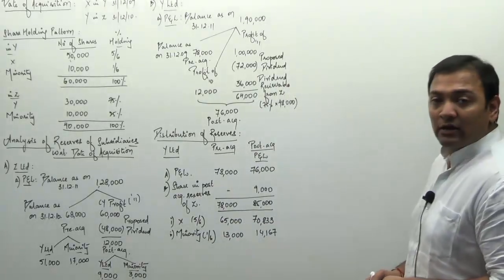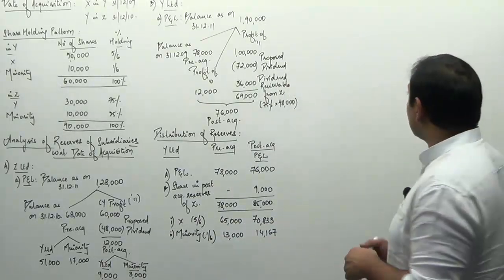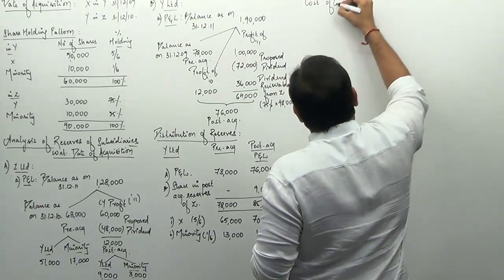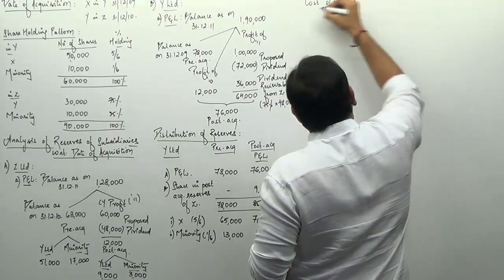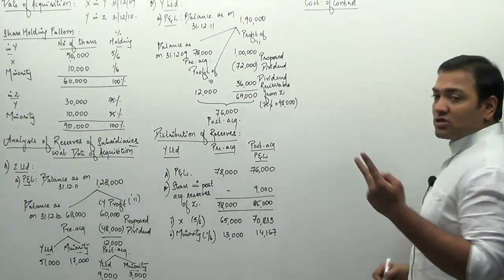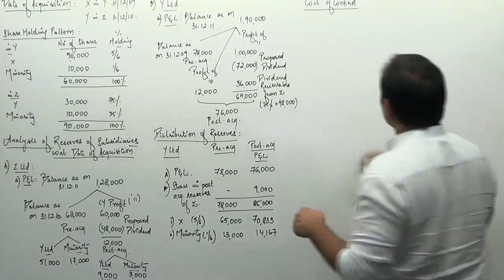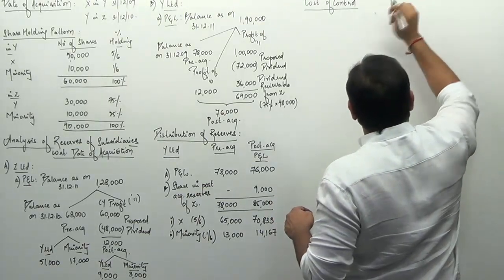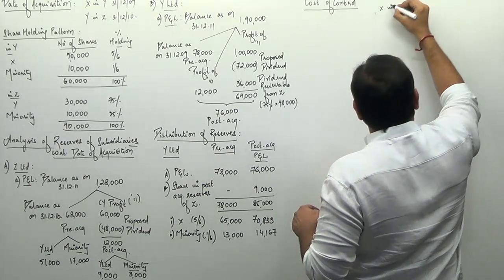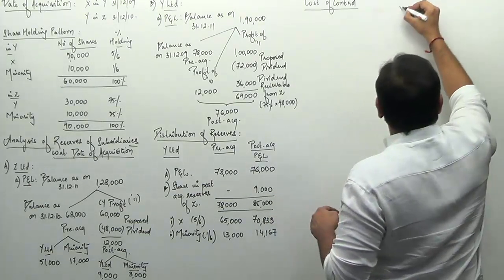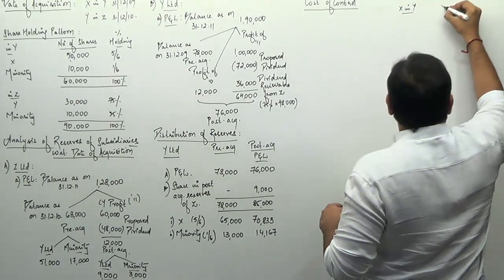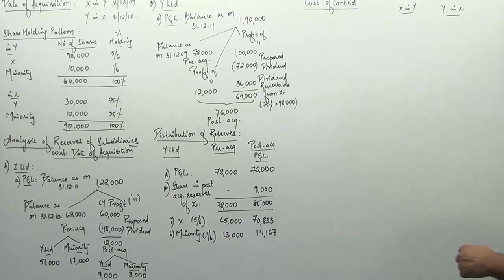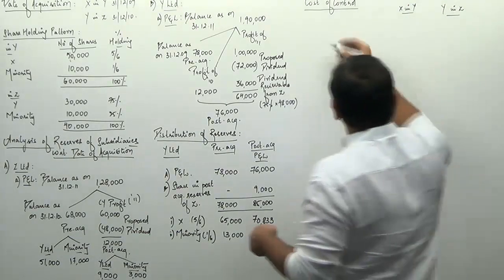Now we can go for your main working notes, cost of control, minority interest and reserves for CBS. Turn to cost of control first. Two columns, X in Y and Y in Z. Continue.